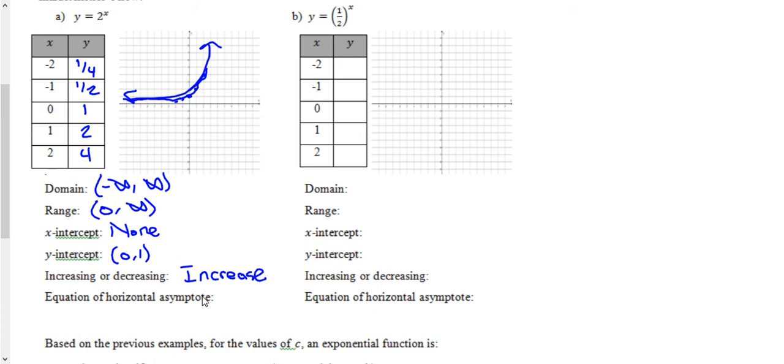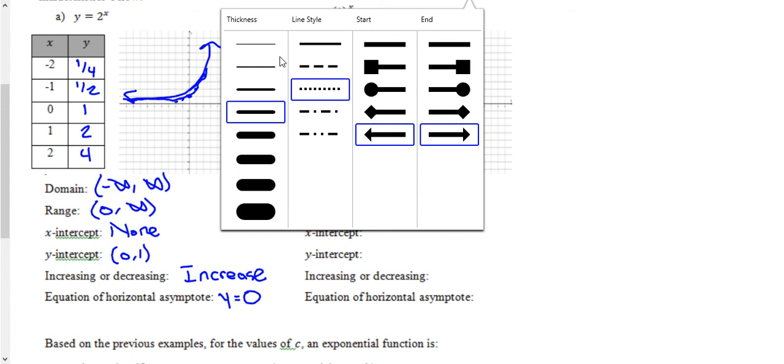And the equation of the horizontal asymptote, again, which line are we trying to skip? The horizontal asymptote is going to be at y equals 0, and that's the horizontal asymptote that I'm trying to skip on this one. If it helps, I'm going to draw in a dotted line right through that axis.